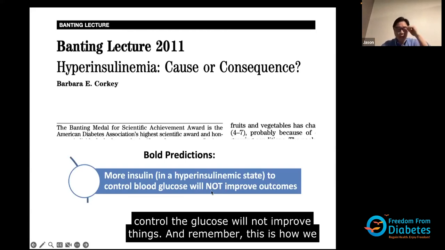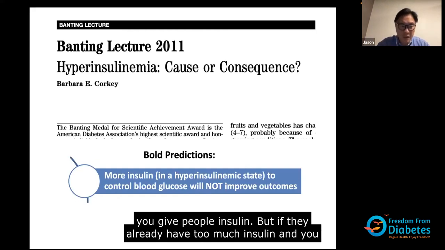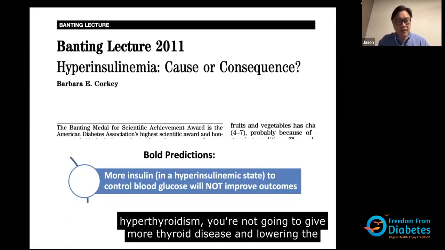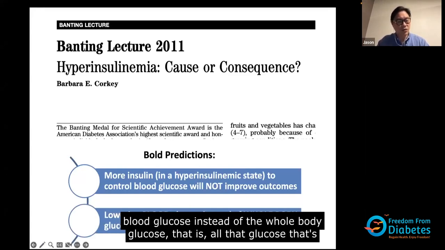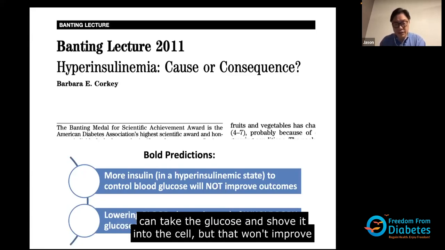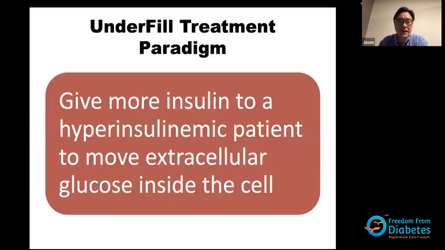And remember, this is how we treated people. If you come in with type 2 diabetes, your glucose is high, you give people insulin. But if they already have too much insulin and you give more insulin, then it's not going to work. Just like if you have hyperthyroidism, you're not going to give more thyroid hormone. And lowering the blood glucose instead of the whole body glucose, that is all that glucose that's inside the cell, will not improve outcomes. That is, you can give insulin, you can take the glucose and shove it into the cell, but that won't improve things if hyperinsulinemia is the primary problem rather than the consequence.